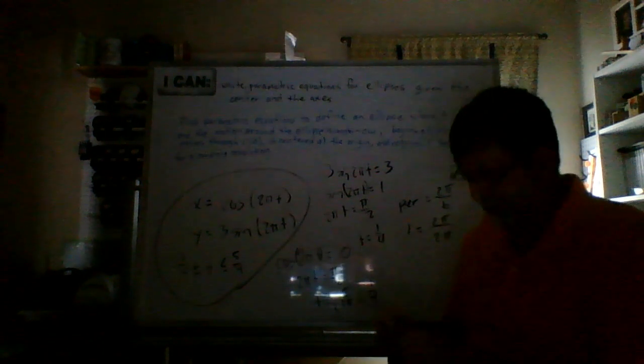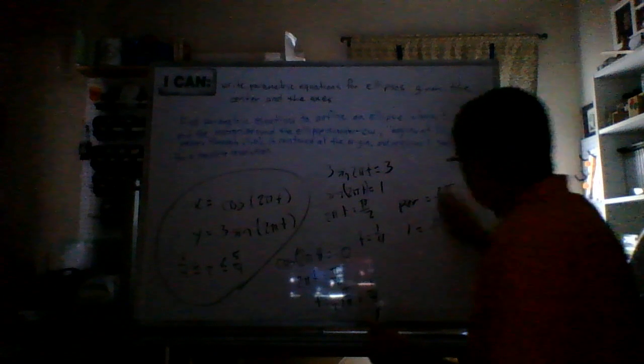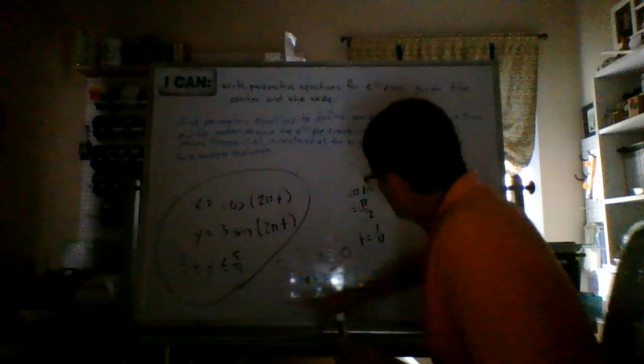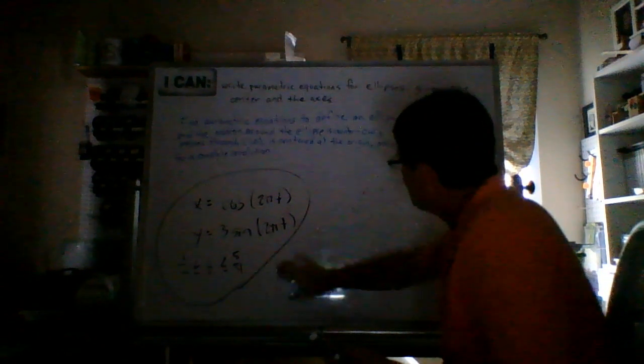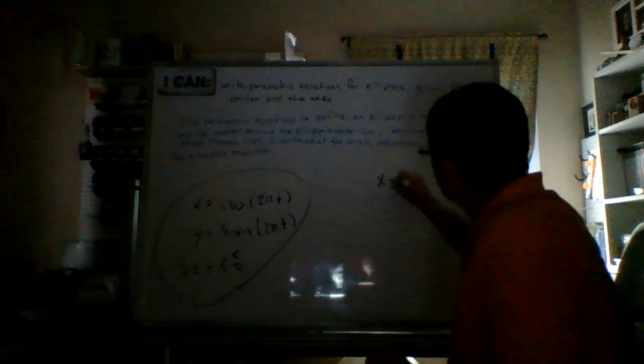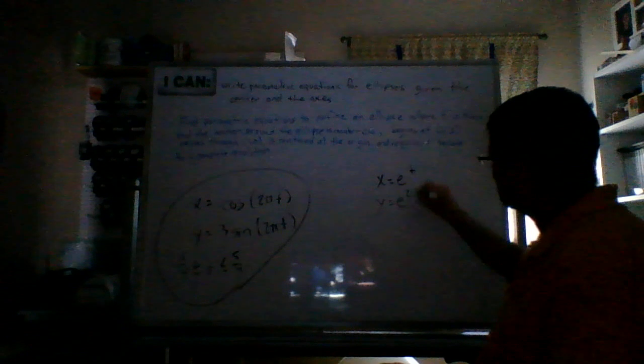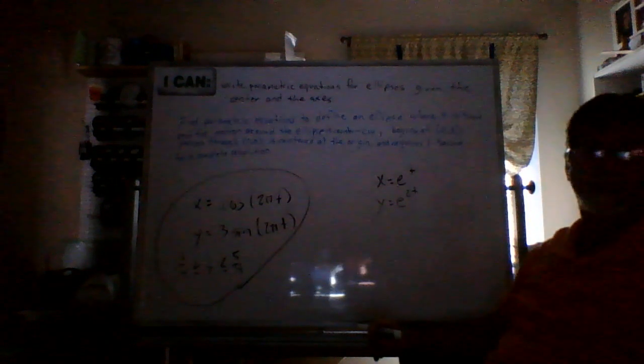I think I'm going to give you a bonus problem also. Some people had trouble with this, so let's see if we can prove that the parametric equations x equals e to the t and y is equal to e to the 2t make a parabola.